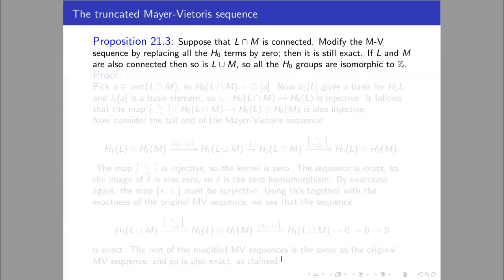I also want to discuss a slight variant on that, a so-called truncated Mayer-Vietoris sequence. It often happens that all the complexes we're looking at are connected. In particular, we only really need the intersection L intersect M to be connected. So supposing that's true, then we can modify the Mayer-Vietoris sequence: just get rid of all the H0 terms, replace them by zero, and the claim is that that's still an exact sequence. It's often true as well that L and M are both connected, as well as L intersect M being connected. And a further claim in this proposition is that if L, M, and L intersect M are all connected, then L union M is connected as well. And from that we're going to see that all the H0 groups are isomorphic to Z.